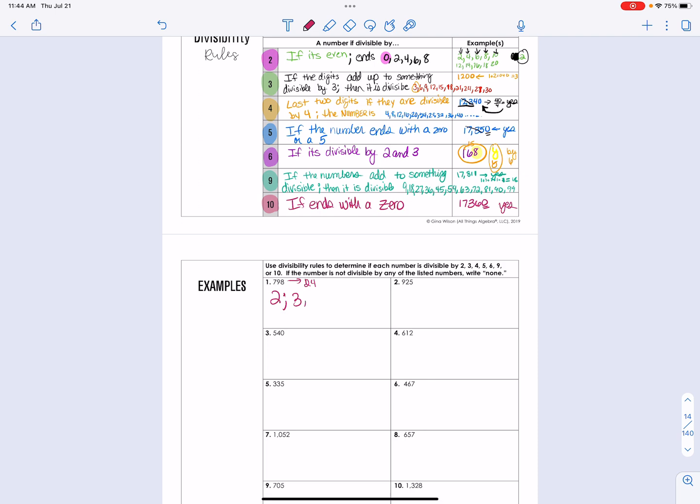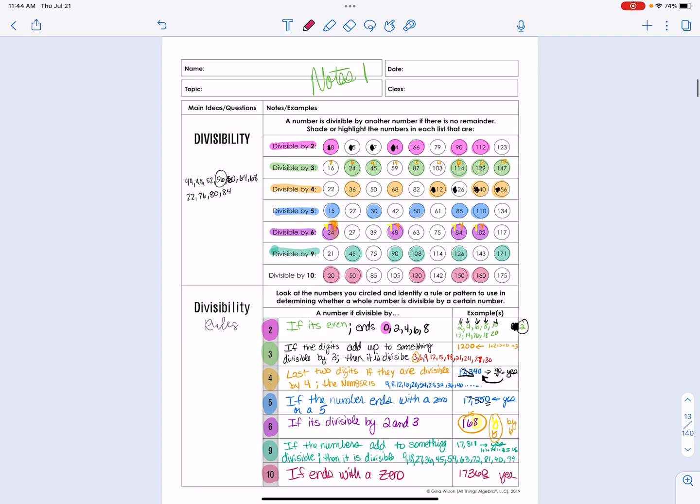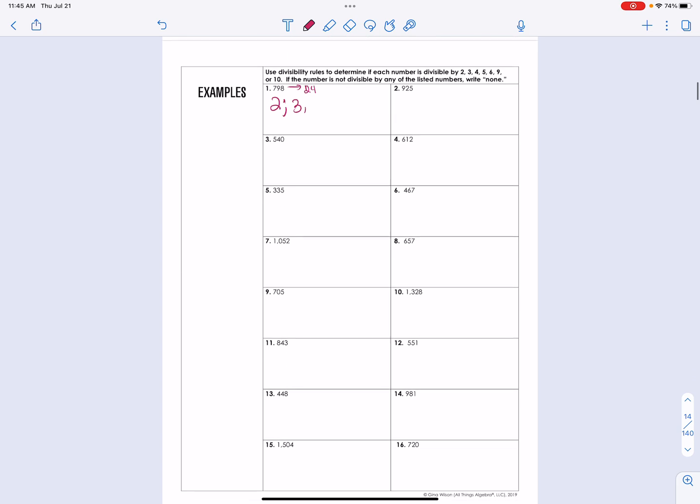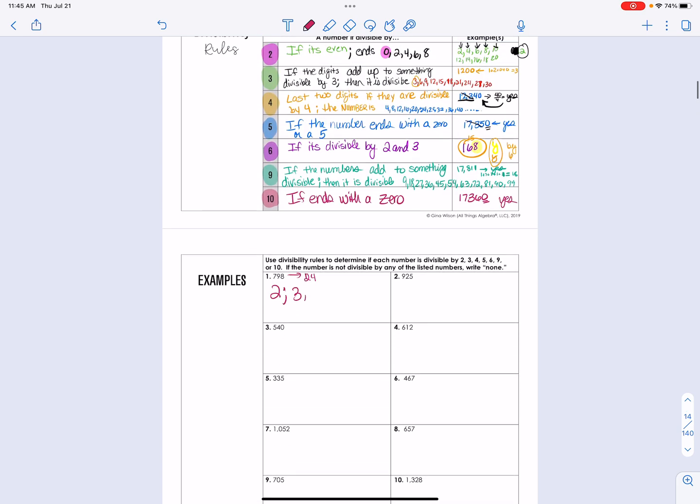Okay, the next one is 4, and for 4, I just look at the last 2 numbers. I know it doesn't go into 98. I didn't write it up here, but this would be 88, 92, 96, and 100. I know it's going to end at the 100, so I know it doesn't go into 98. 6 is easy because 6 is if it's divisible by 2 and 3, and it is. So 6 you have done by doing the other ones. 9, it adds up to 24. And 24 is not divisible by 9, so 9 doesn't work. And then we know 10 doesn't work because it doesn't end with a 0.